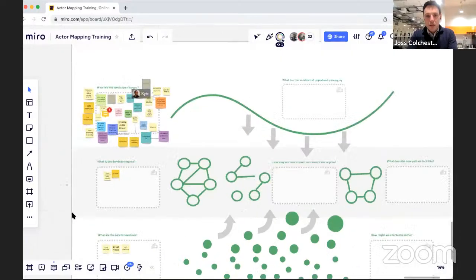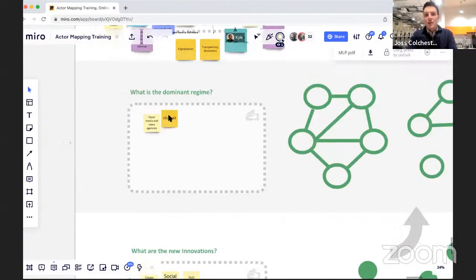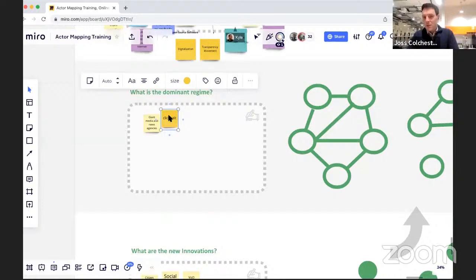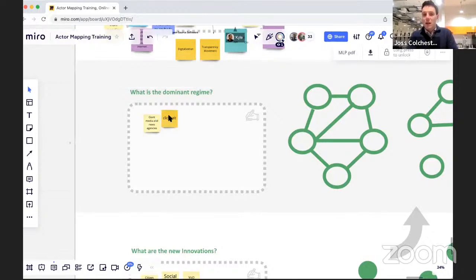Okay, let's take a look at the dominant regime. What does that look like? What is the incumbent system that we inherit from the industrial age that most of us would have grown up with? Broadcast media, we normally call it. What does that look like? Let's just take a couple of minutes to fill that in.